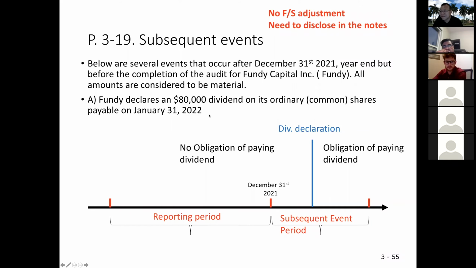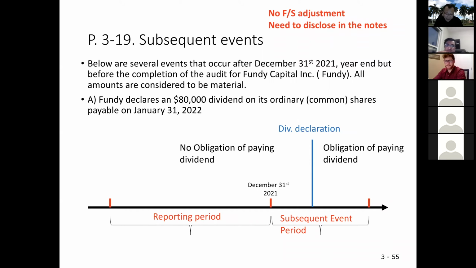Sorry to interrupt, but what if it's right on the cutoff, like say December 31st? Oh yeah, then you need to recognize that. They declared it and then they paid it after. Because you declared it on the cutoff date, it's a dividend payable on the cutoff date. So you have to make a financial statement adjustment. This is a dividend payable.